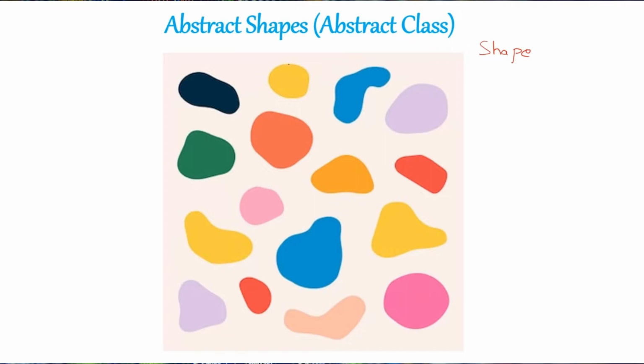But one thing is common in all of these shapes: you have some area that you can find out, and you have some perimeter. By perimeter I mean the boundary of the shape, which starts from one point and ends at another point. So all of these shapes have these two properties: one is called area and another is called perimeter. Whenever you have a situation like this, where something is vague but the properties are very clear, and there are plenty of such situations, that class you will make abstract.